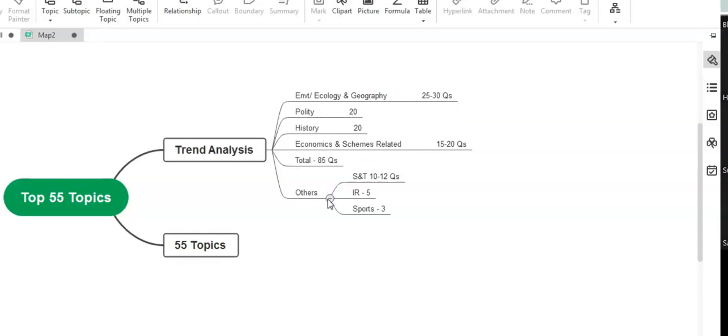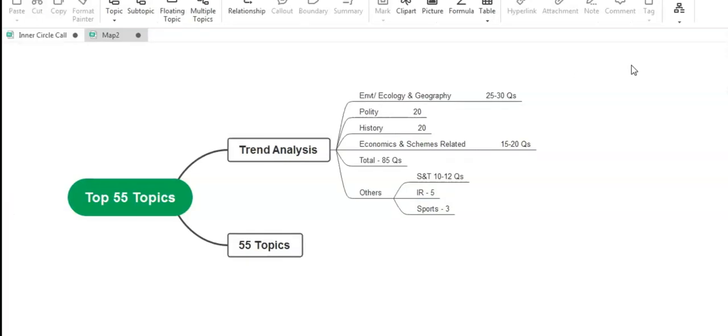Others, if you see, science and tech will have 10 to 12 questions. International relations, 5 questions, and previously in 2021, around 3 questions were asked. So these are the breakups, the trend or pattern that UPSC follows every single year. As I told you, it is not about studies. It is 90% mind games and 10% studies. So make sure you follow this trend analysis.